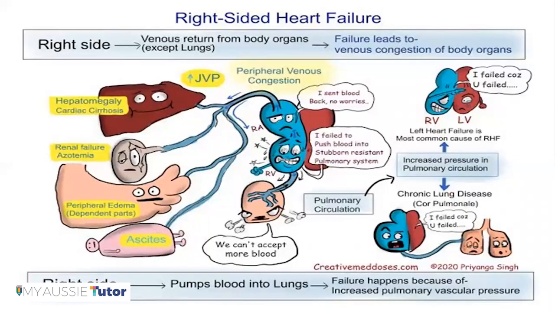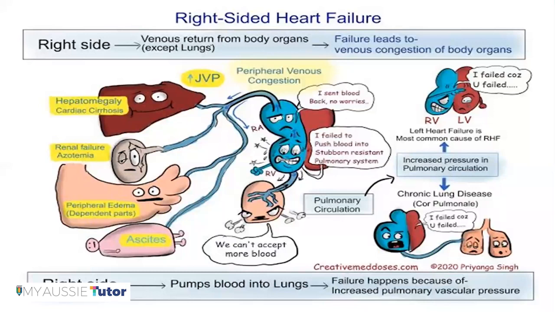Now, in right-sided heart failure, what happens is that the venous return comes from the body organs except the lungs. Failure leads to venous congestion of the body organs because the blood is not able to be pumped by the right side of the heart to the lungs for reoxygenation. Normally, the right side pumps the blood into the lungs, but failure happens because of increased pulmonary vascular pressure. So because of these two things, failure leads to venous congestion of the body organs. It is unable to transfer this venous return from all the body organs to the lungs, which is also caused by increased pulmonary vascular pressure.